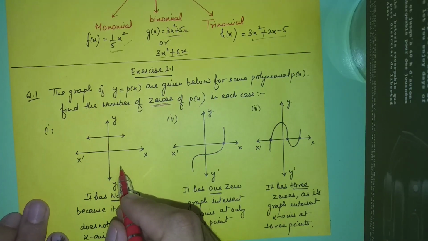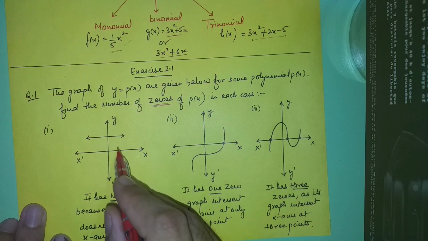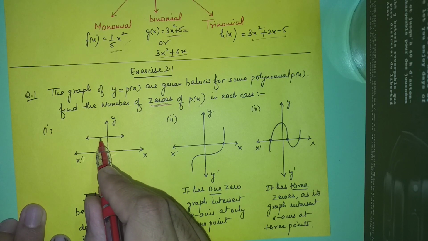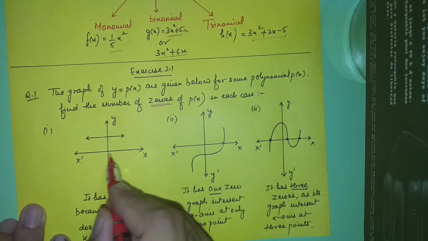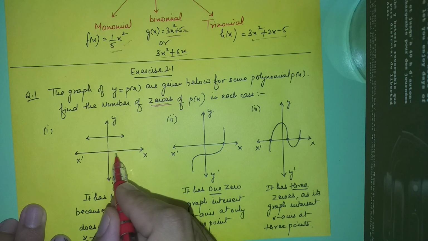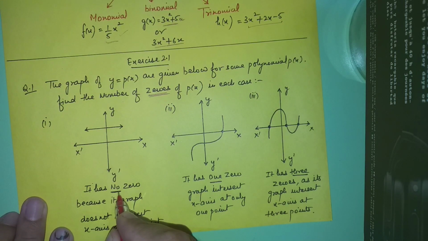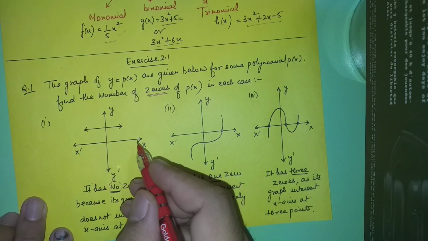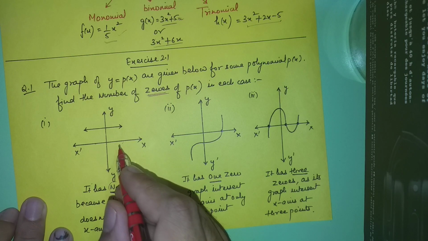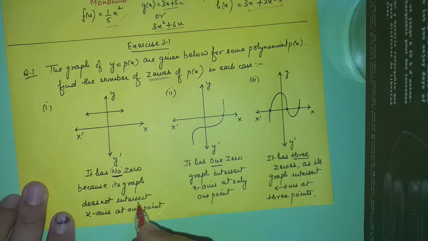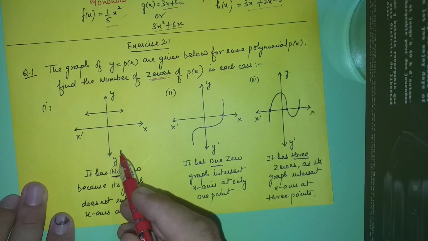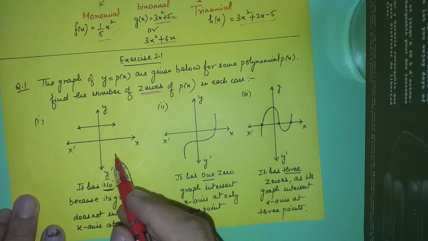Now see the first question. In this graph we have a line parallel to the x-axis. We have to determine the number of zeros. Now this line doesn't touch the x-axis, so it has no zeros because its graph does not intersect the x-axis at any point. This is the first graph.